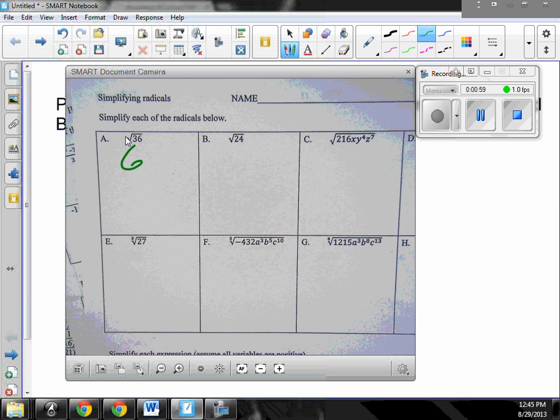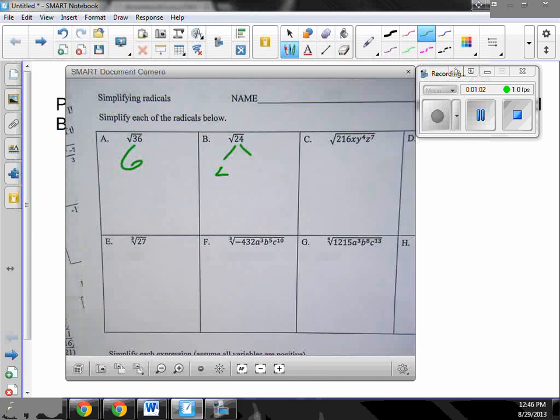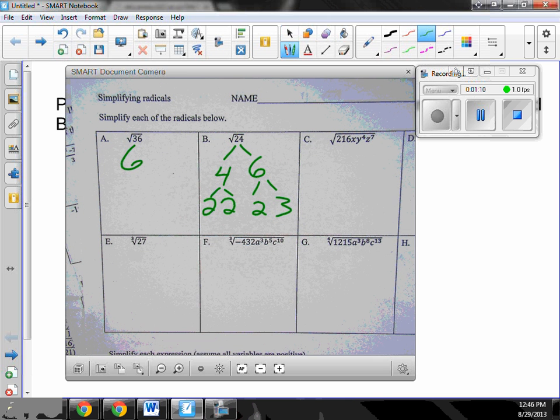Factor it. We want its prime factorization. 4 and 6, 2 and 2, 2 and 3. So 24 is made up of 2 times 2 times 2 times 3. Is there any other way to create 24 using prime numbers? That's it. There is only one way to write any number using prime numbers. Okay, it's called the prime factorization.